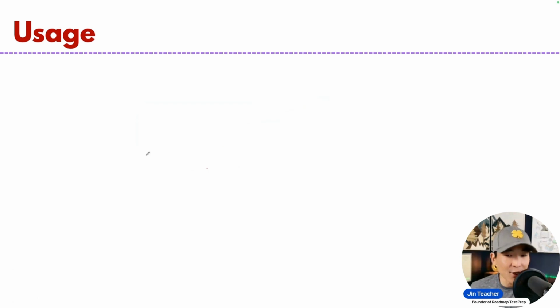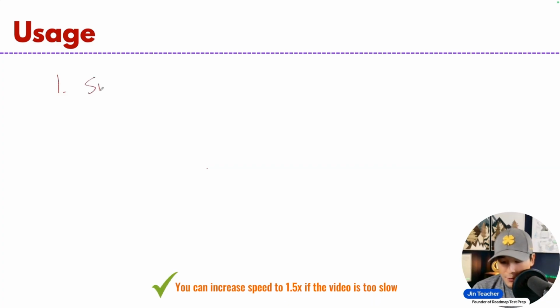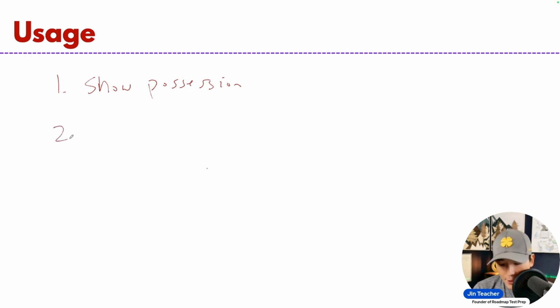The first section that we're going to focus on is the usage of apostrophes. So how are apostrophes used? The first thing we have to know is the definition, the meaning of apostrophes. What does it mean when you see a word with an apostrophe? Apostrophes can really have two different uses. The first use is to show possession. The second use is as a contraction.